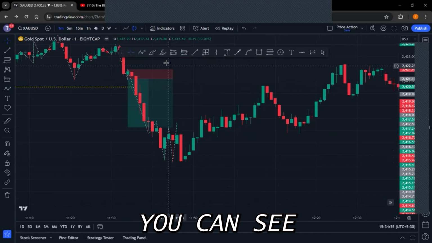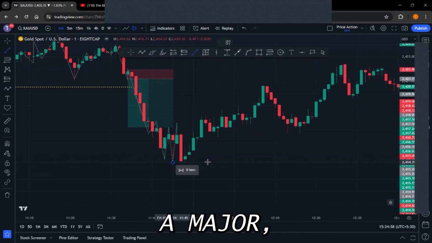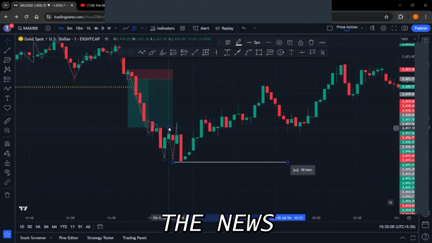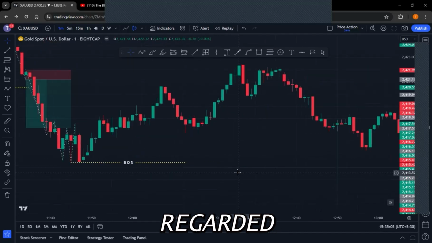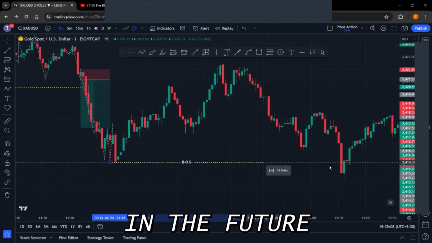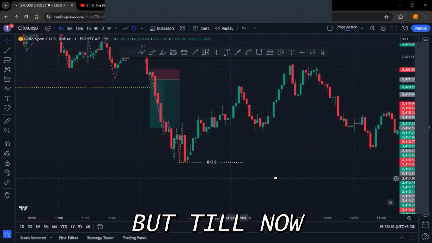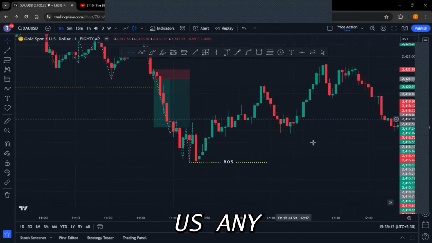And then the price suddenly started moving up over here, and you can see that the price is creating a major support in the market after taking out the inducement level. So this is another breakout structure. If the price goes below this level, this will be regarded as a breakout structure, and you can see in the future as well the price has hit it. But till now we will understand how the price can give us any entry from here.